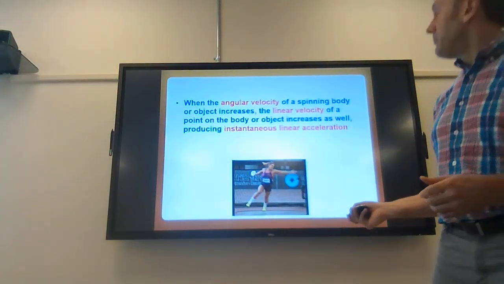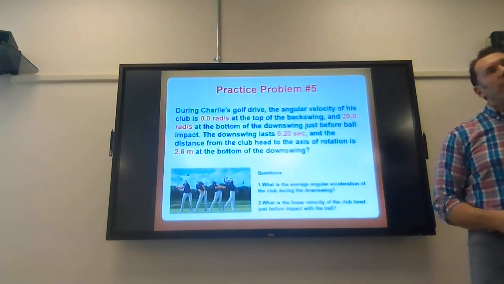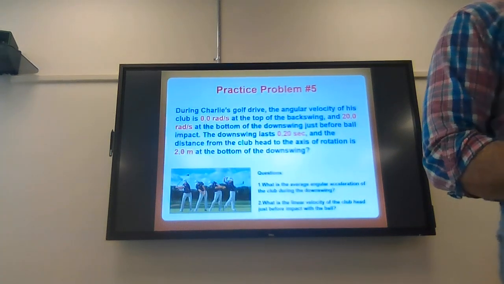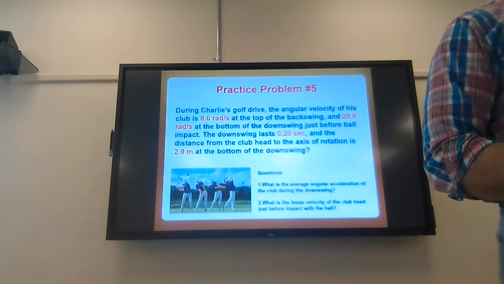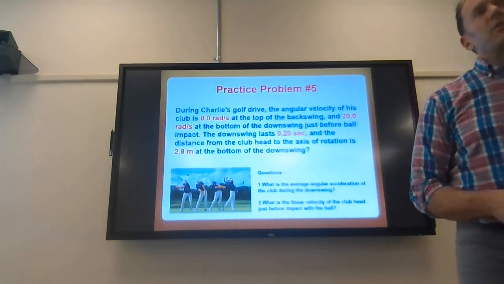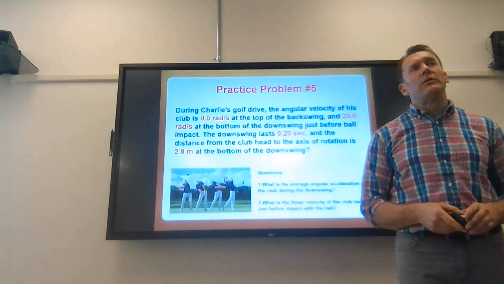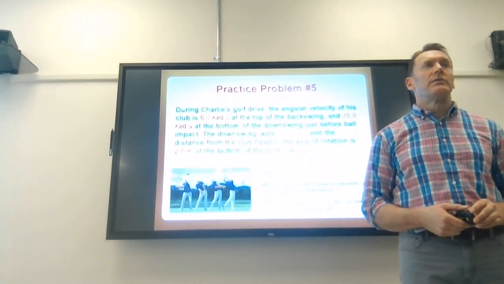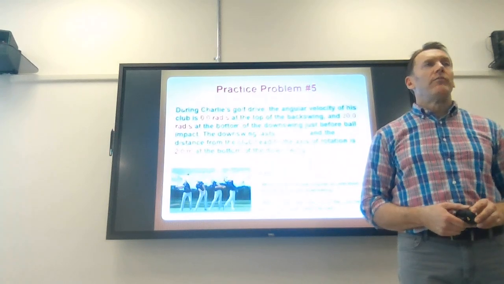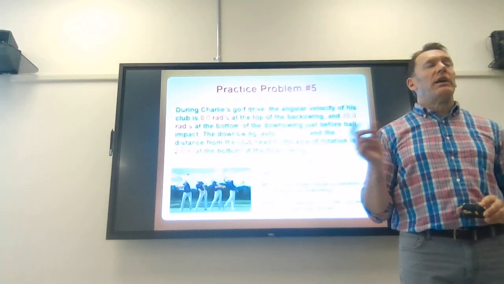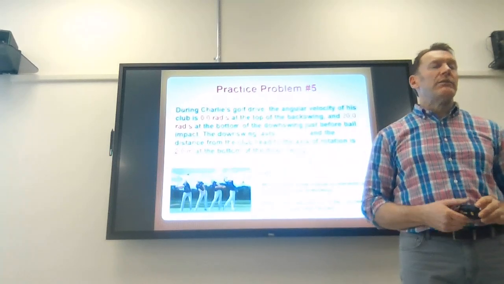I had a question on the last slide. When we're calculating the linear velocity, let's say it wasn't zero, would we do delta omega? If your initial angular velocity wasn't zero at the top, you could still solve for it. You just put that in as the initial velocity. So it would be the final minus initial, and then times r. You'd still have the final minus initial, it just wouldn't be zero.